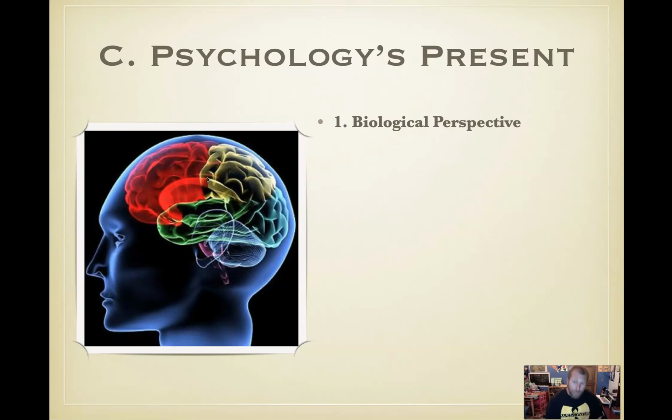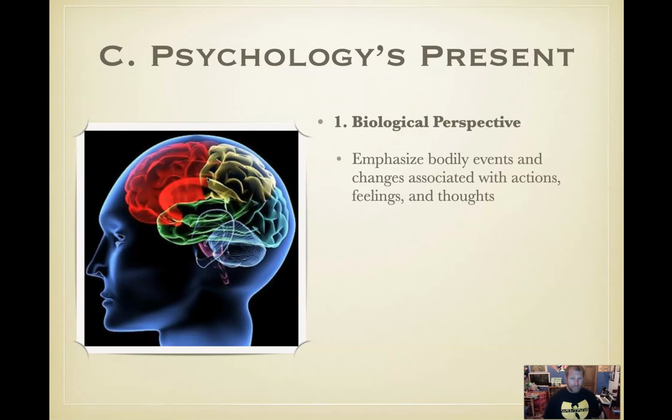And so the biological perspective. They emphasize bodily events and the changes associated with the actions, the feelings, and thoughts. So looking at the actual chemicals, the nerves, the parts of the brain. We're going to give you some mnemonics here. You're going to make a fist, and this is your brain, and this is your brain stem. And so you go lub dub, because your autonomic nervous system is keeping you alive.